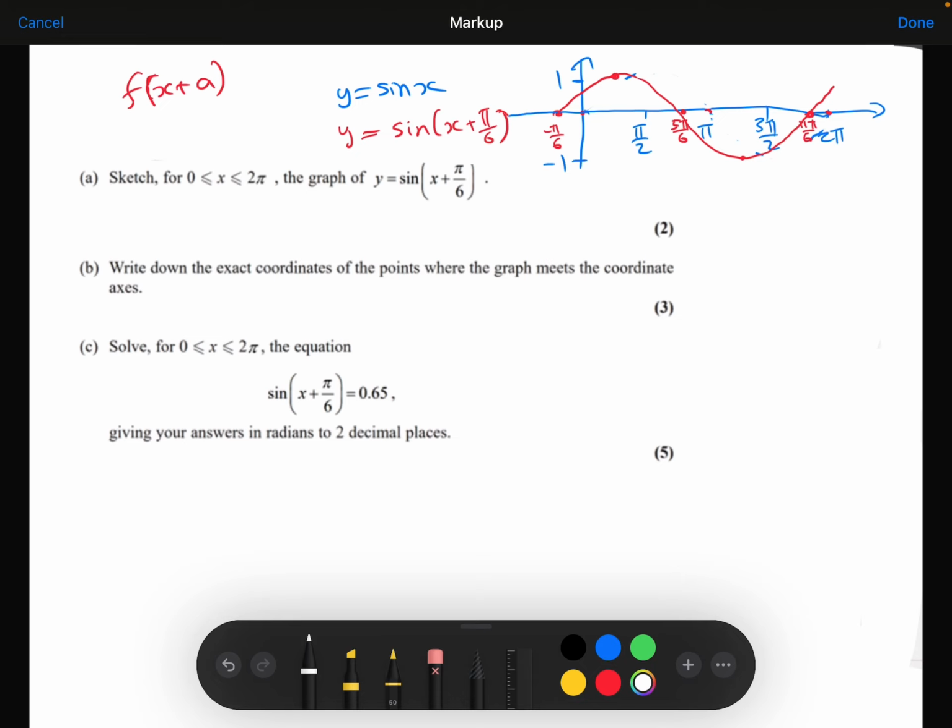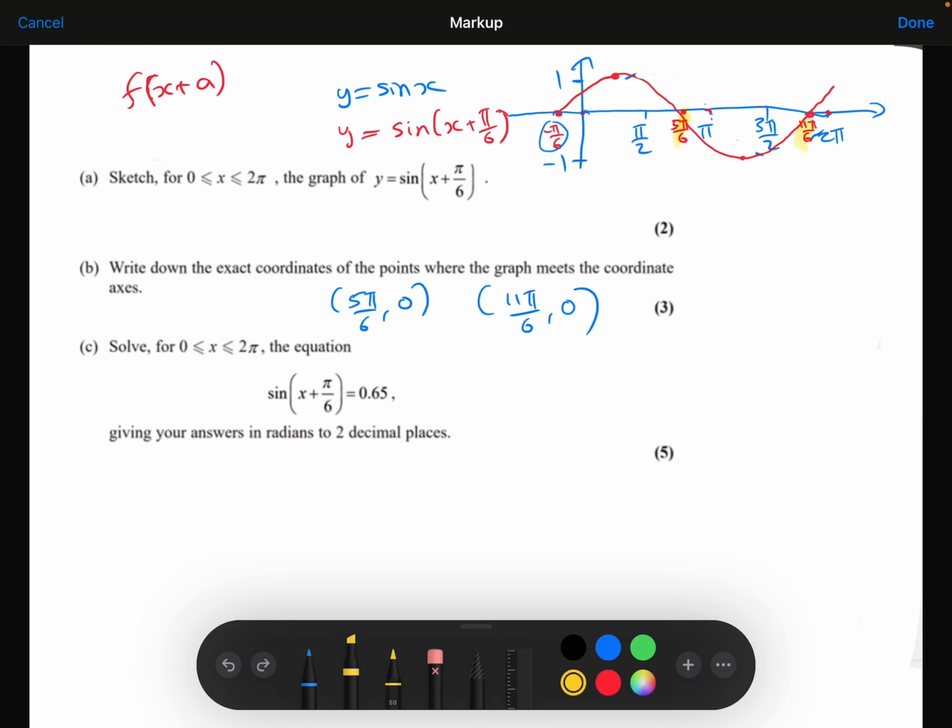Right, part B, write down the exact coordinates of the points where the graph meets the coordinate axes. Well, I've already written down where it meets the x-axis, 5 pi over 6, 11 pi over 6. Let's just write those down. So the coordinates 5 pi over 6, 0, and 11 pi over 6, 0. I don't need to include the minus pi over 6 because that's not in the range there.